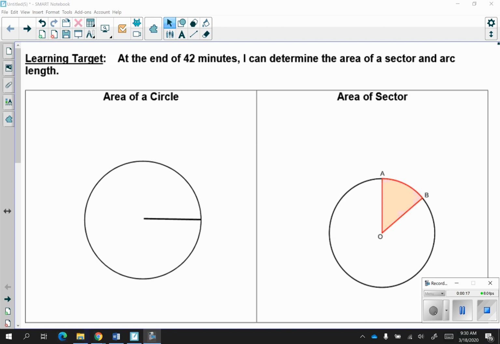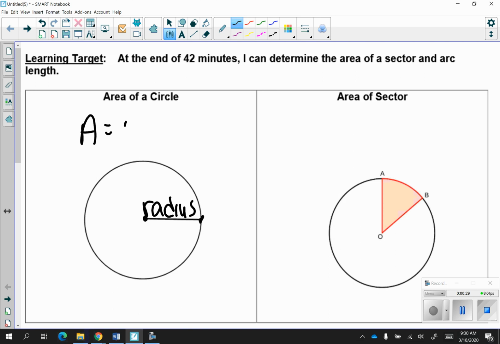We need to know that this is the radius. The radius goes from the center to the end point of the circle. The area of the circle is pi times the radius squared.